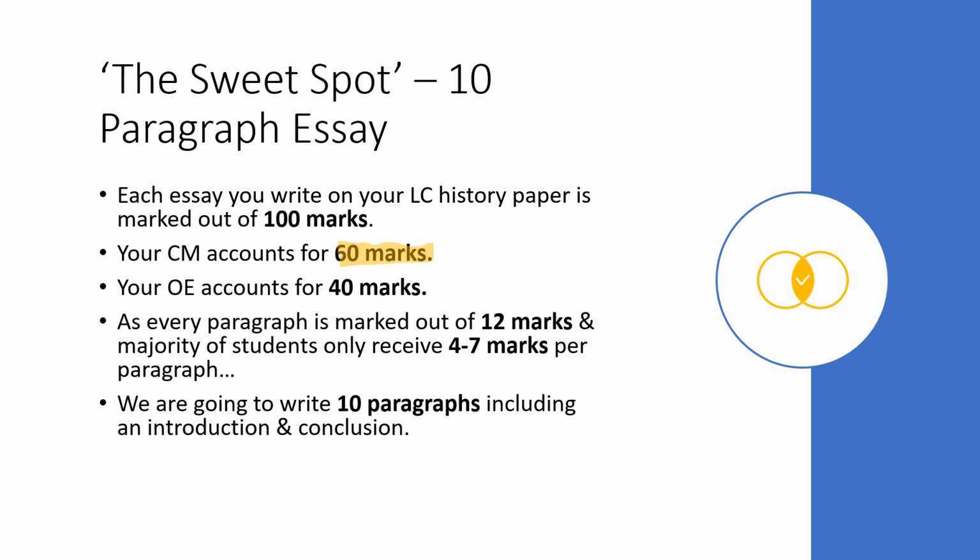If we divide 60 by 10, that means we only need to pick up 6 marks on average per paragraph, and that lands us right in that range of average marks that students achieve. So if you can take away one thing from today's session, it's that when you're planning your paragraphs and your essays, you should be aiming to write 10 different paragraphs, because that means you only need to average 6 out of 12 in every single paragraph, and you're going to be up towards the higher end of your cumulative mark, picking up close to 60 marks out of 60, and that's where we need to be. So the sweet spot 10 paragraph essay is what we need to be aiming for when we're planning our essays.